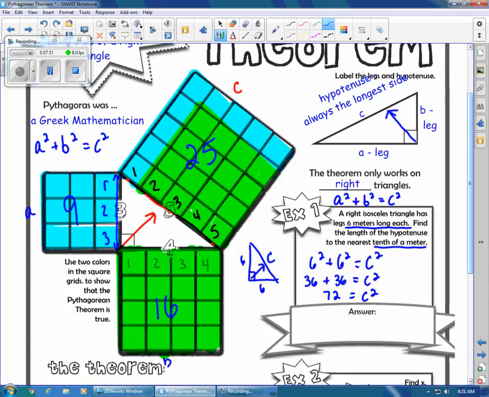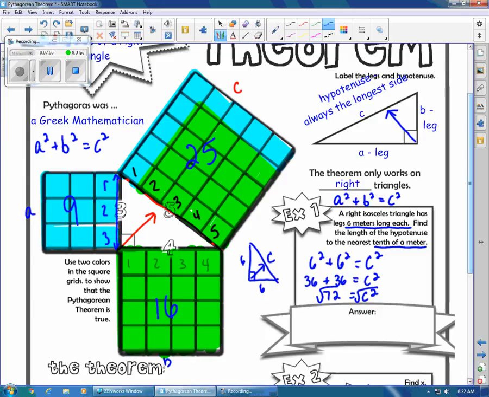If I had this big drawing, I would know that the c side would be a great big square of 72 boxes in it. But I don't want c squared. I actually want c. So in order to undo a square, I'm going to take the square root of both sides. So if I take the square root of c and the square root of 72, because again, whatever I do to one side of the equation, I have to do to the other.